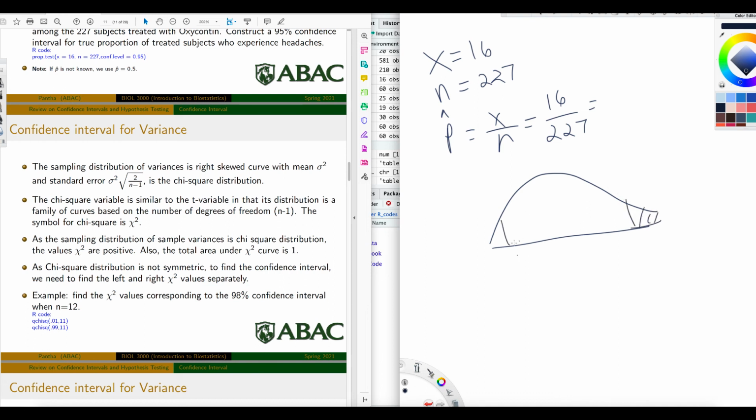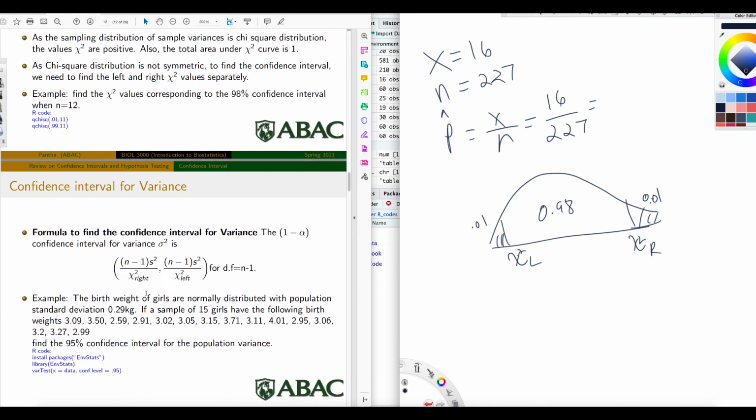So this area and this area will each be 0.01, or 1%. Then you do q chi-square of 0.01, and you will find the chi-square left. For the chi-square right, because you need to enter the total left area, 98% plus 1% is the total left area for chi-square right. You do that and you will find the value of the chi-square.